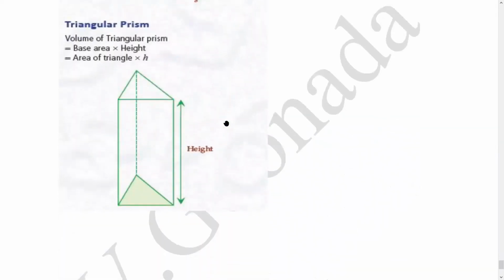Let's look at a triangular prism. The volume of a triangular prism is base area multiplied by height. And the base area will be the area of this triangle, which is base by height over 2. And you multiply it by the height. Any questions? Anybody have any confusions?